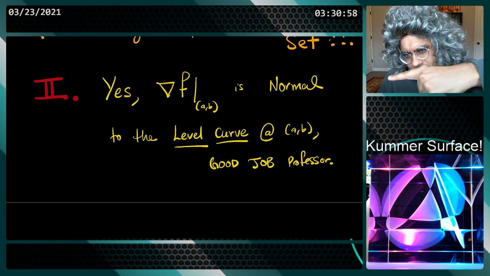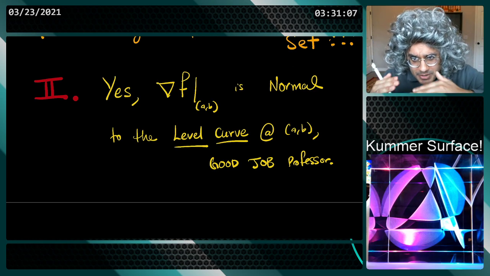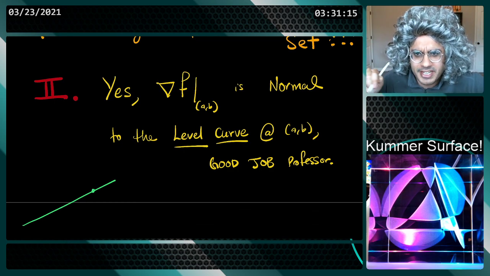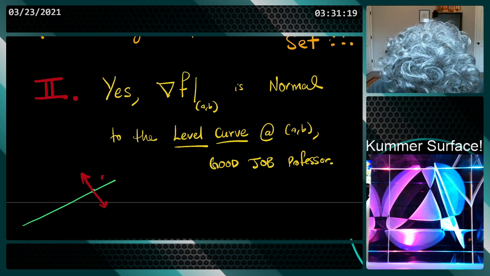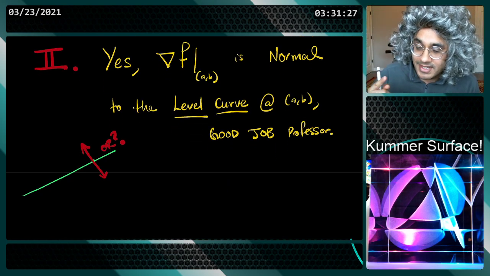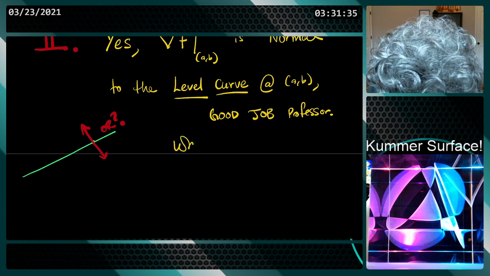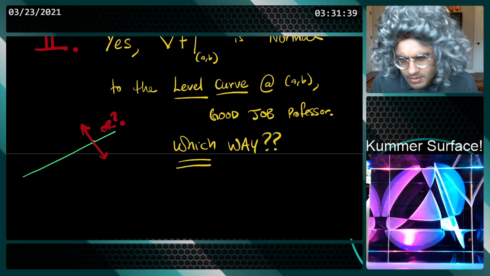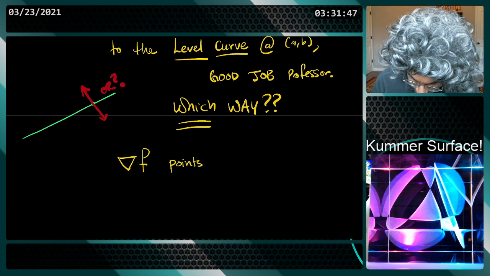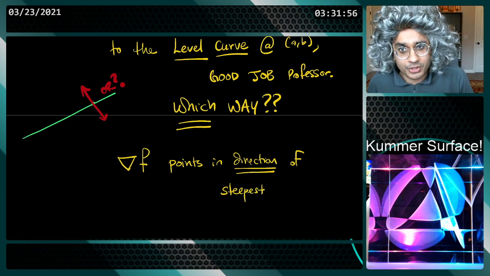But if I tell you I've got a line in the plane and a vector going normal, there's actually two directions. You could be going that way or the other way. There are two perpendicular directions. And now I'm going to tell you which way the gradient chooses. The gradient will point in the way that increases the function fastest. Which way? The gradient vector points in the direction of steepest increase. That will determine which way.